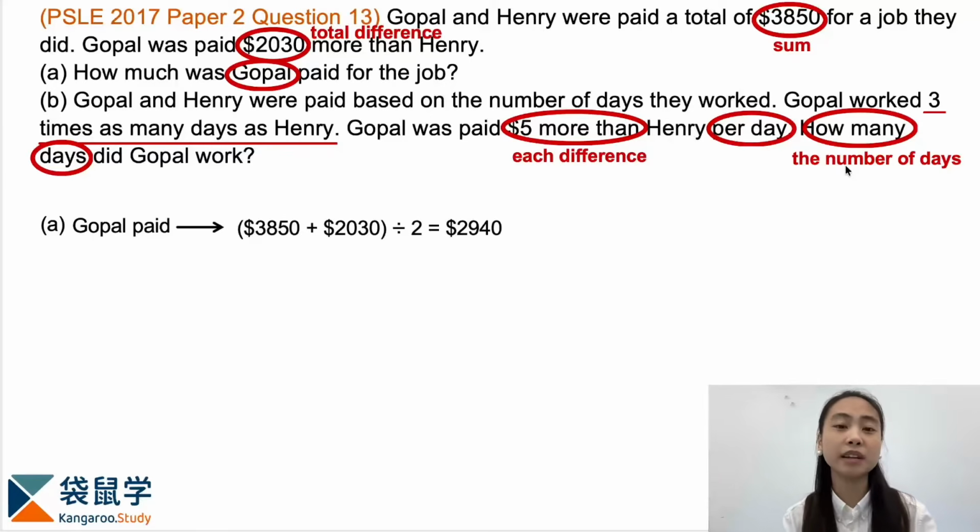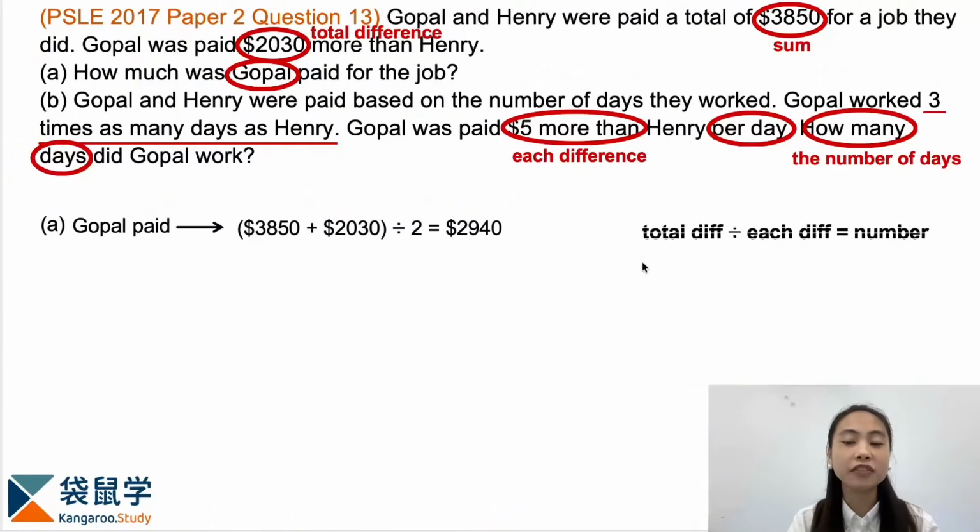Do you have any idea about this question? I guess you may think immediately of this calculation. And now, some students will think, oh, we know the total difference, which is $2,030, and each difference is $5 here. And then we divide the two numbers and get a number. But, class, can we use the calculation directly here? Of course cannot, because Gopo worked 3 times as many days as Henry, which means their numbers are not the same.